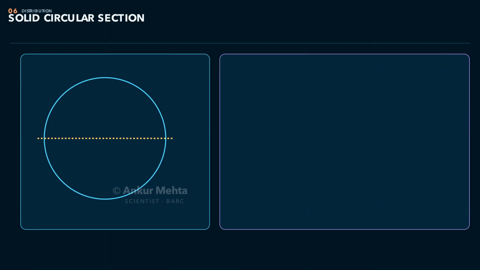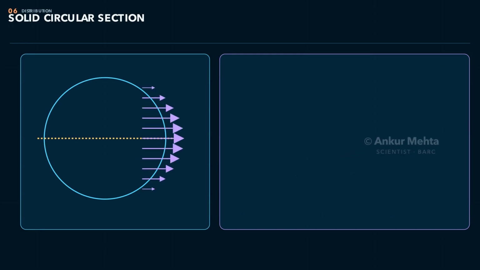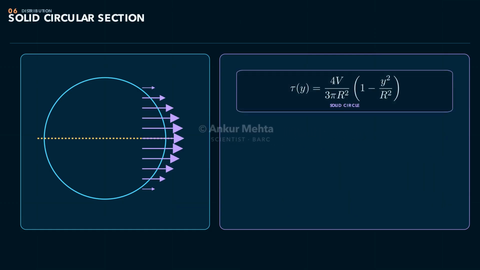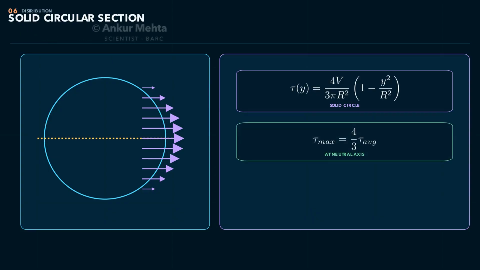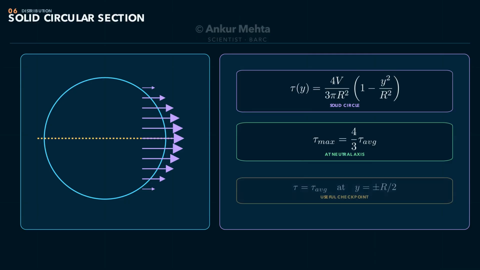For a solid circle, the local width changes with height, so both Q and b depend on y. Evaluating the circular segment gives tau equals 4V over 3 pi r squared multiplied by 1 minus y squared over r squared. Again, the curve is parabolic in y. The maximum occurs at the neutral axis and equals 4/3 of the average stress. At y equals plus or minus r over 2, the local shear stress equals the section average. The zero stress at the boundary is also physically required because the curved surface is free.